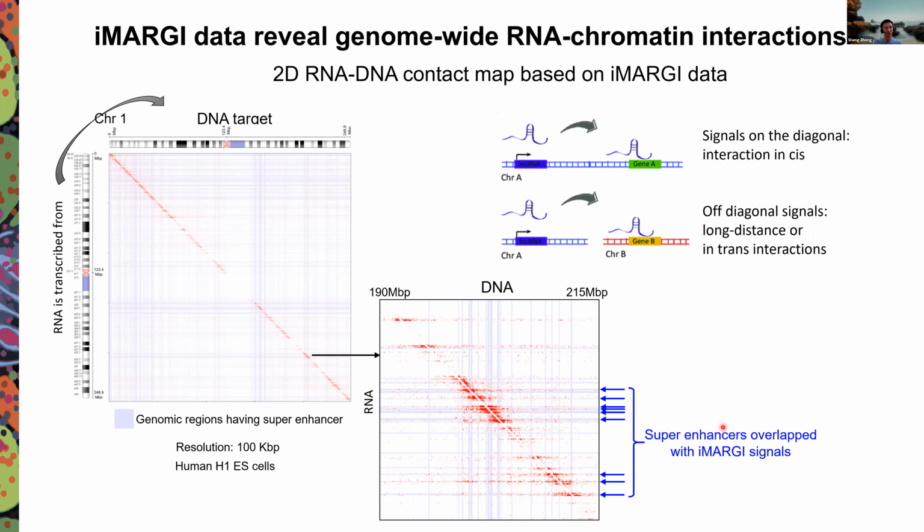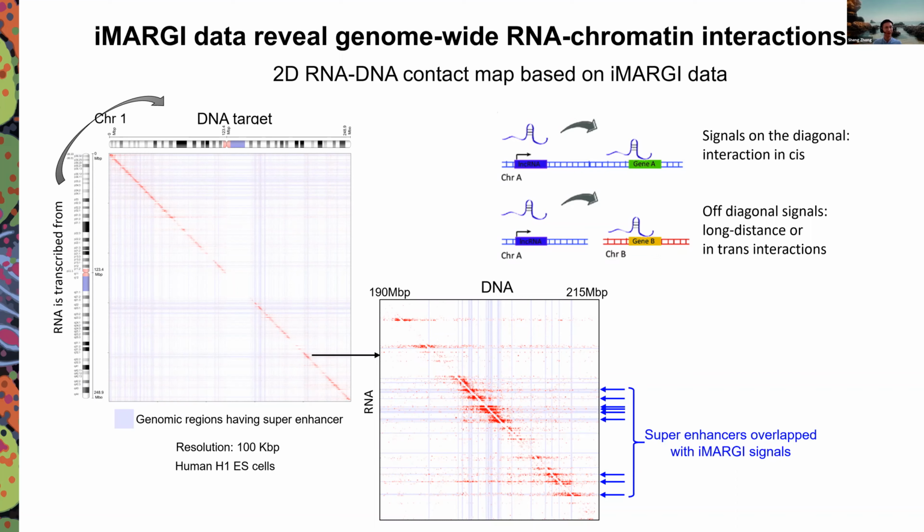And through this type of matrix summary, we could start to identify RNA-chromatin interactions in cis, mostly from the diagonal, where you see that essentially the target position is not too far away from where the RNA is transcribed. From this type of analysis, if we analyze the interchromosomal contact matrix, we will also derive those interchromosomal RNA-chromatin interactions, or long-range RNA-chromatin interactions.